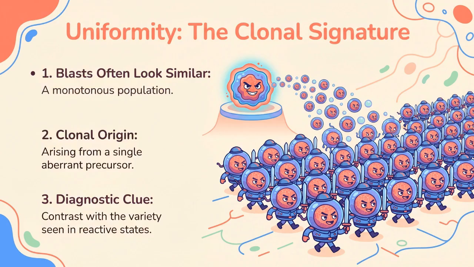This contrasts sharply with reactive conditions, where you would typically see a more heterogeneous population of cells, even within the same lineage. The monotonous appearance of blasts, with consistent features such as NC ratio, chromatin pattern, and nucleoli, provides strong evidence of a clonal expansion. This uniformity is a significant diagnostic clue for acute leukemia, helping us differentiate a true leukemic process from other conditions that might present with immature cells.